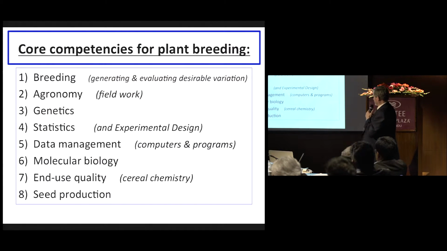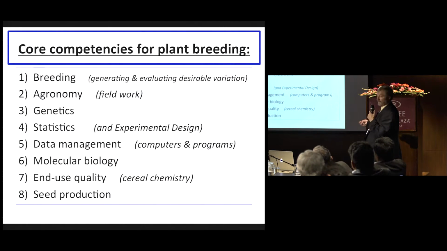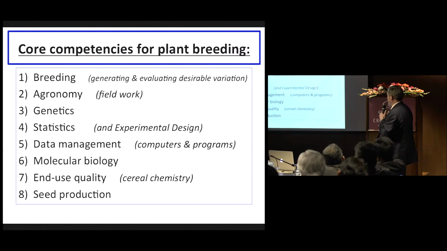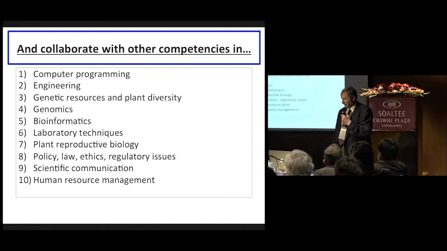So again, this is just a little easier for you to read. These are the core competencies. And breeding involves the simple suggestion that Dr. Joshi made. It is all about generating new variation that is desirable and then selecting on that variation. Agronomy, of course, is fieldwork. Statistics and experimental design is important in what we do. Data management, computers, molecular biology, end-use quality, and cereal chemistry.